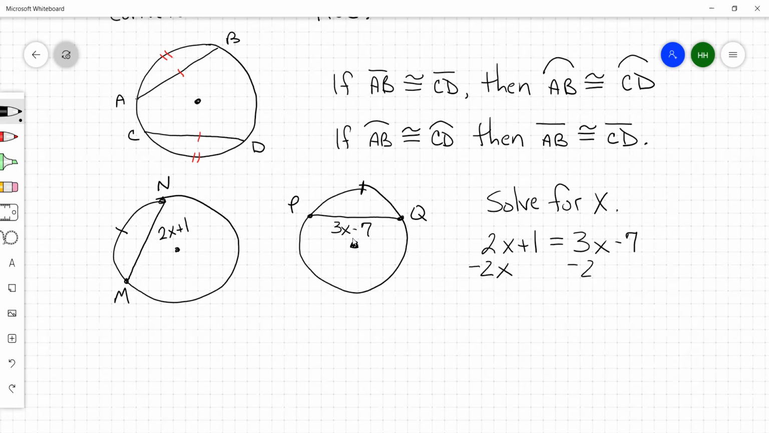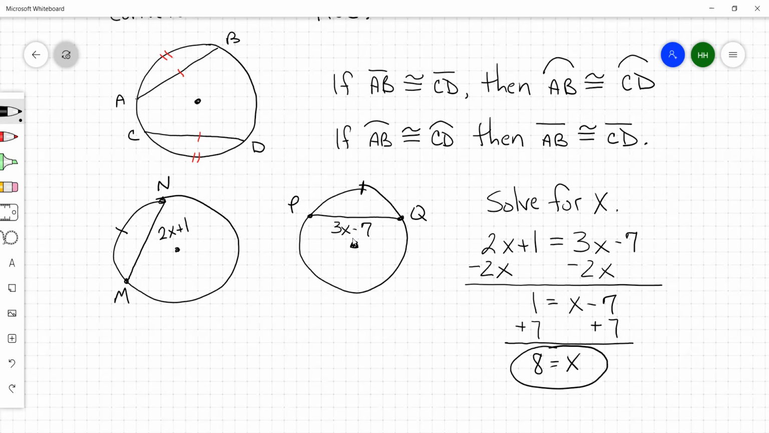So subtract 2x from each side. So 1 would equal x minus 7, and then add 7 to each side. So 8 is equal to x. All right, that makes sense. If the chords are congruent, the arcs are congruent, and vice versa.